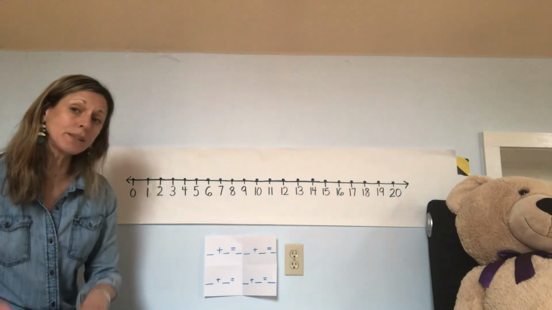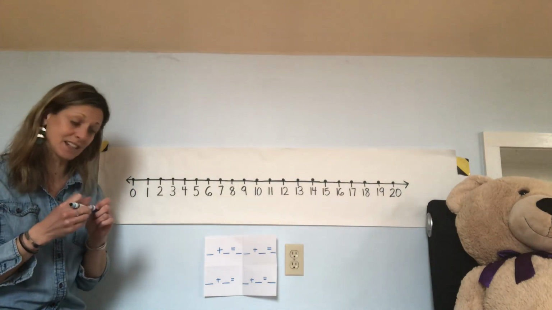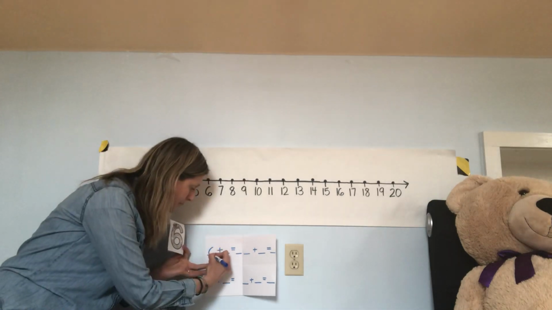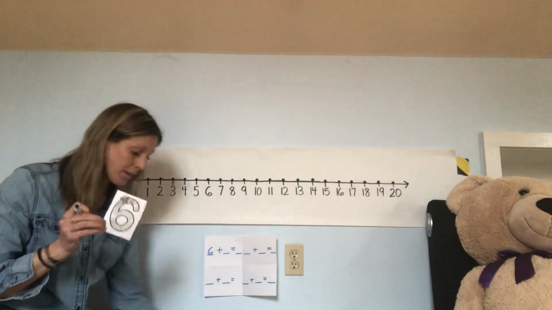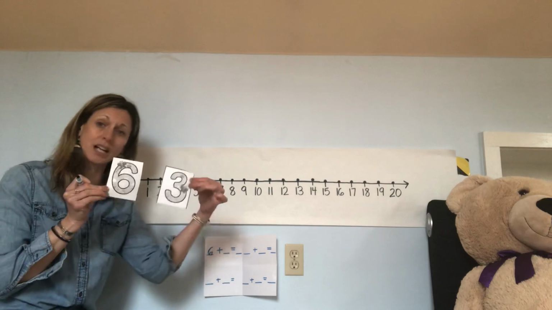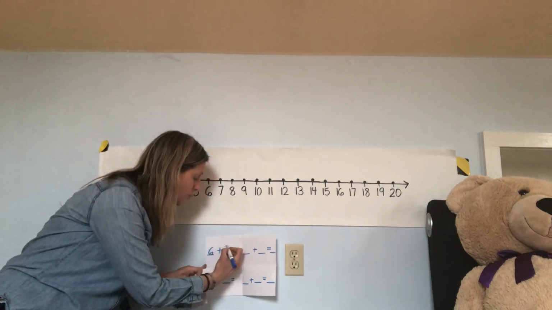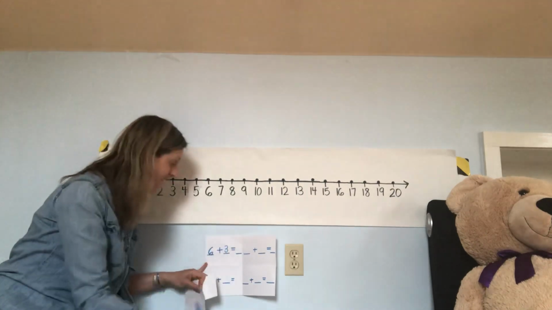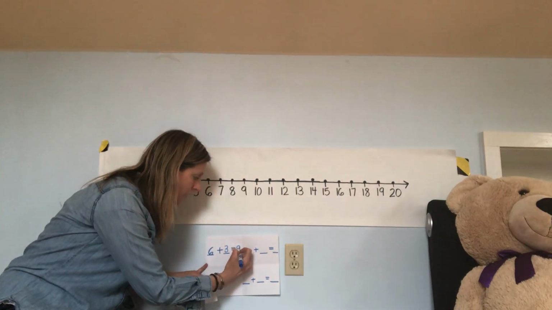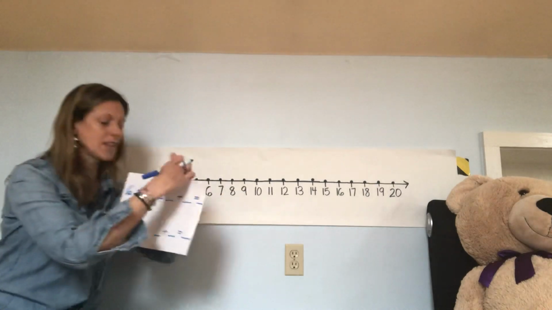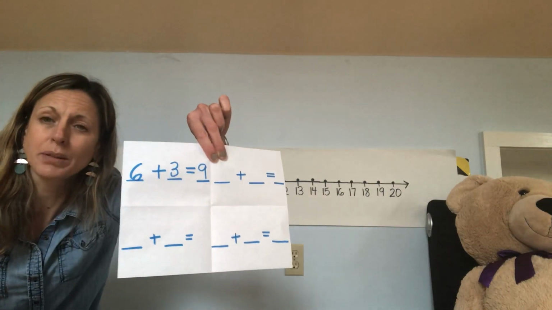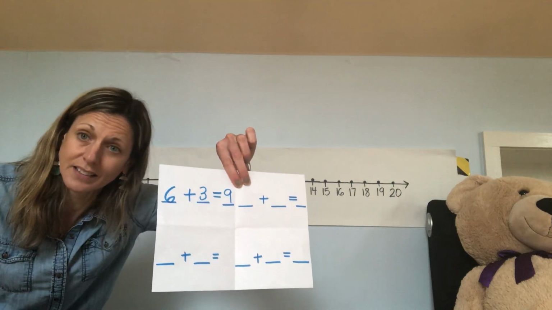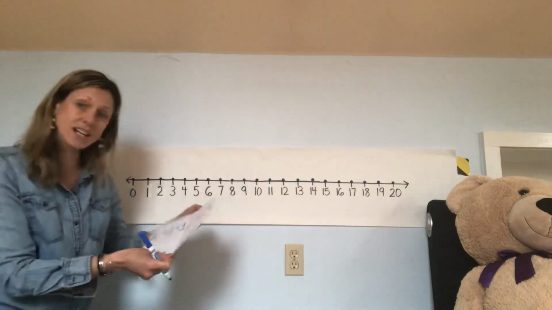So if I was to turn that into a number sentence, I'm going to think about the first number, 6. Think about the second number, plus 3. And what was the number that Froggy landed on? Yeah, it was a 9. So my first number sentence looks like this. 6 plus 3 equals 9. Okay? All right, let's try another one.